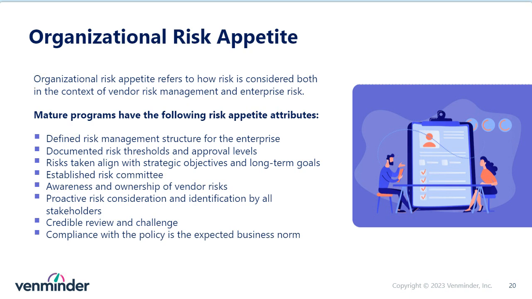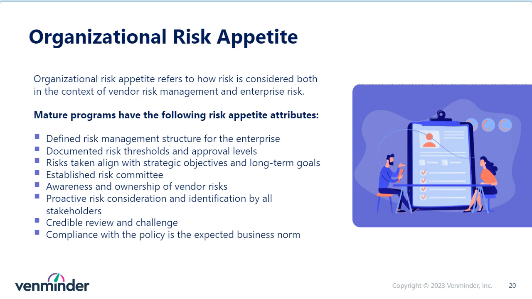So when it comes to developing a risk appetite, it's not just those thresholds, but it's the behaviors that help manage risk. And first of all, there needs to be a defined risk management structure across the organization for the whole enterprise. In the best case scenario, you're also going to have those documented risk thresholds and approval levels to take those risks.